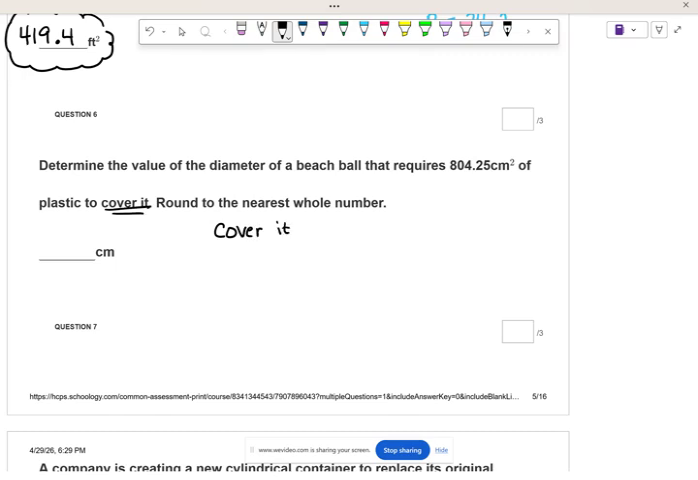If you cover it, that is surface area. All right, we need to go look and see. Y'all, a beach ball would be a sphere. So we need the surface area of a sphere. That formula is 4 pi r squared.